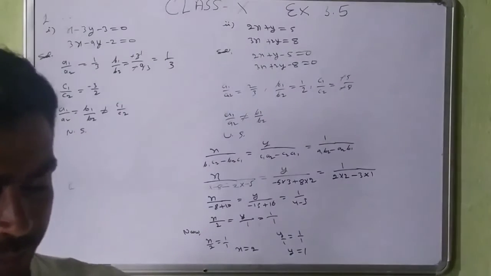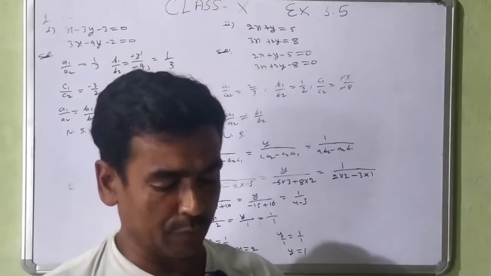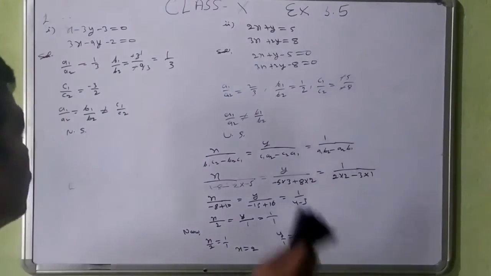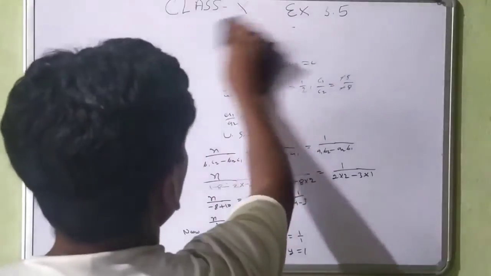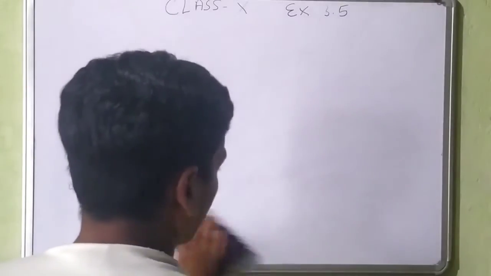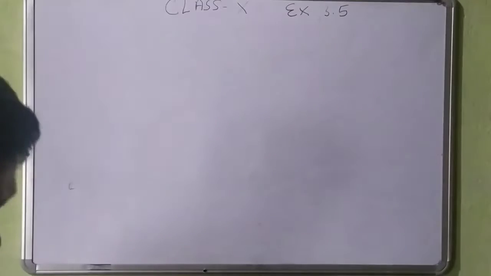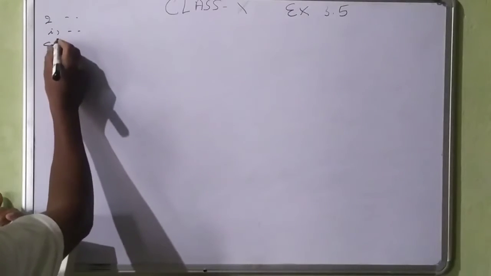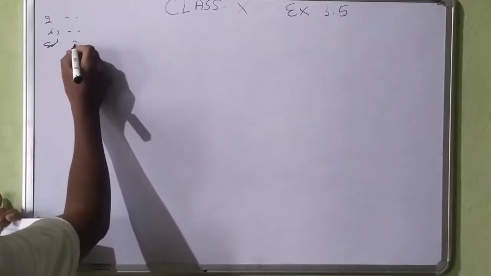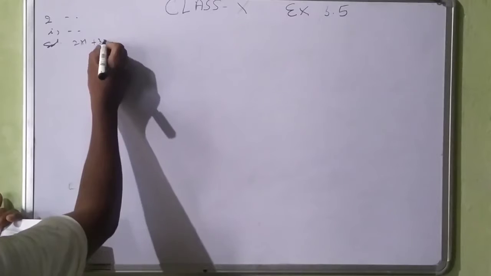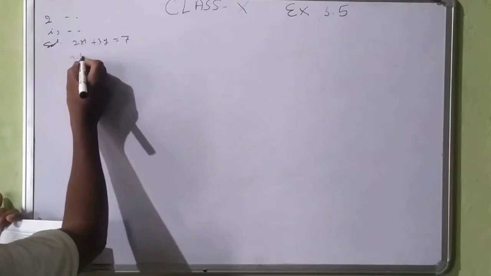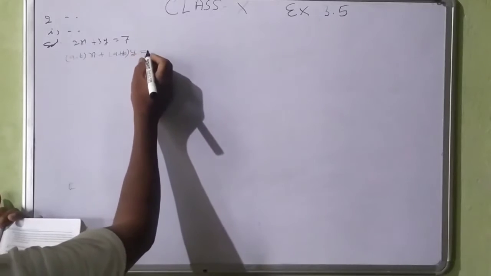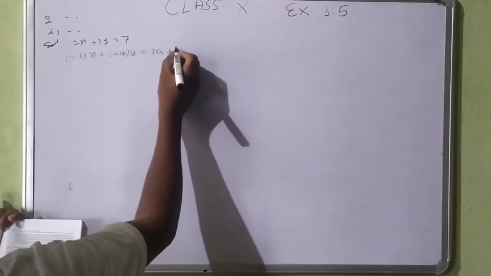Second question: for which values of a and b does the following pair of linear equations have an infinite number of solutions? Infinite number of solutions. So the equations are, for the second question, first part: 2x plus 3y is equal to 7, and (a minus b)x plus (a plus b)y is equal to 3a plus b minus 2.